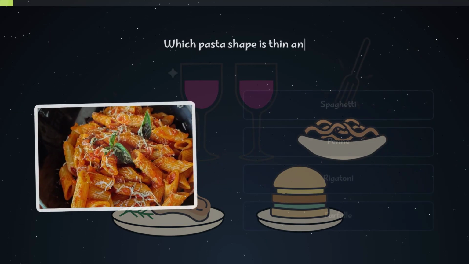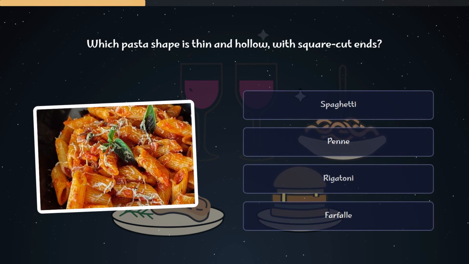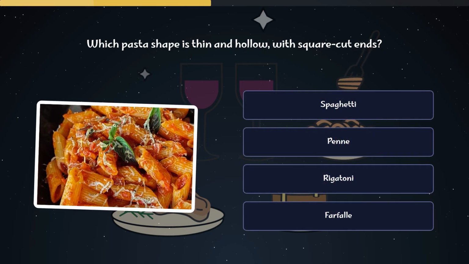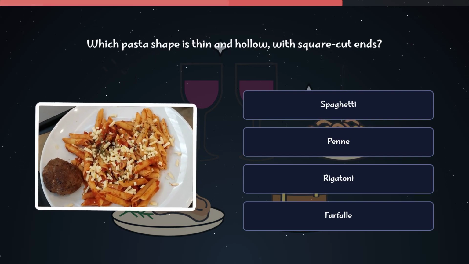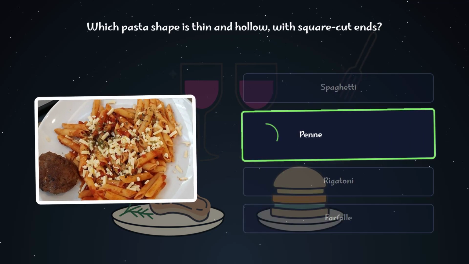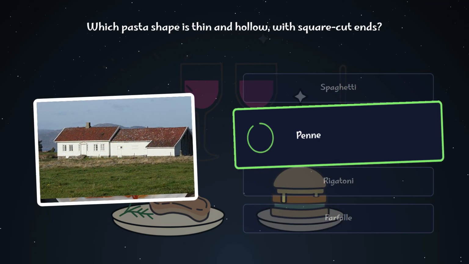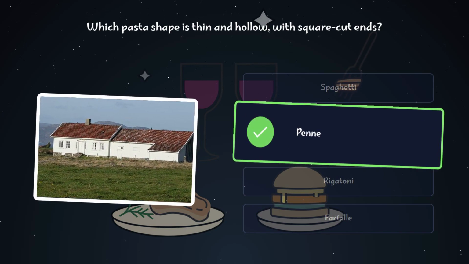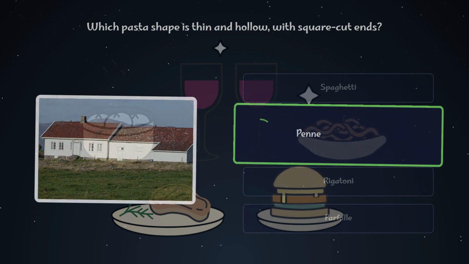Which pasta shape is thin and hollow with square-cut ends? Penne is the correct answer. Its name means quills in Italian, describing its shape perfectly. The hollow, tube-like pasta has square-cut ends, making it great for holding onto sauces.